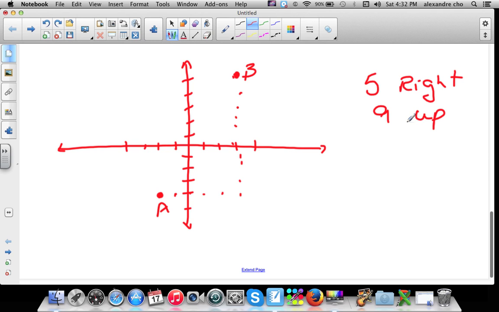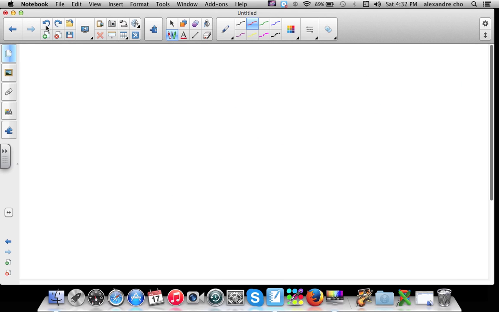Okay, so to go from (-2, -4) to (3, 5), again, talk in terms of movement left to right and up and down, you would go 5 right, 1, 2, 3, 4, 5, and then from here, you're going up to here, so it would be 1, 2, 3, 4, 5, 6, 7, 8, 9, which would be where point B is on the y-axis. Okay, so 5 right, 9 up. Move on.